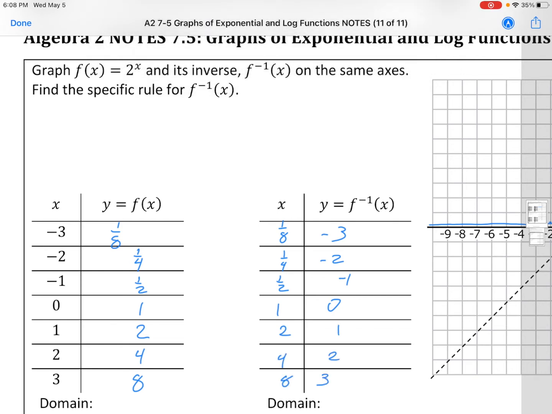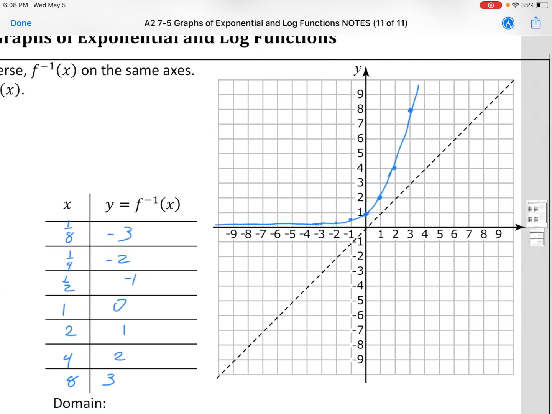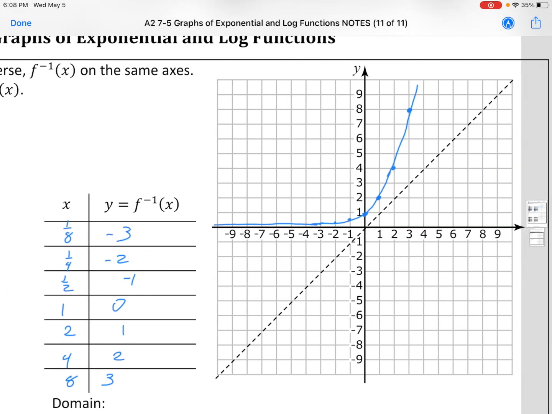And if I begin to graph those points, I'll see a really similar shape. The little dotted line there is to remind you that graphically, when I graph a function with its inverse, it's the reflection over the identity line, the y equals x line. So 1/8, -3 is about right there. It's right 1/8, down -3.